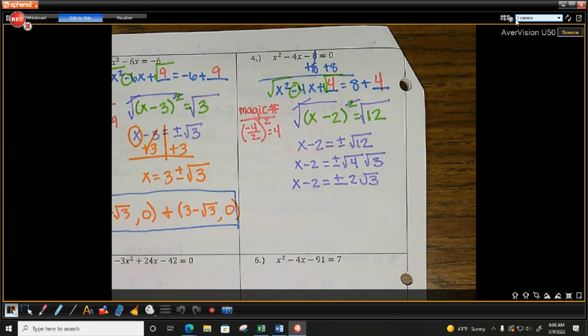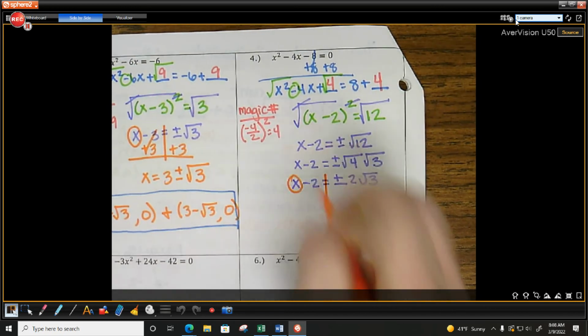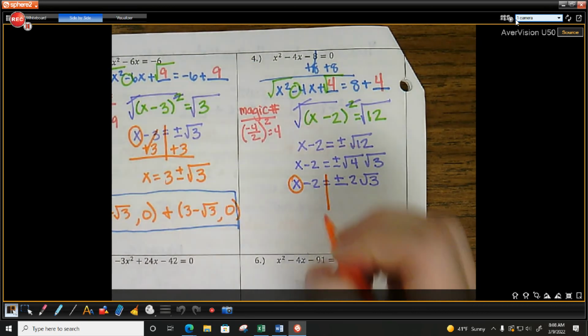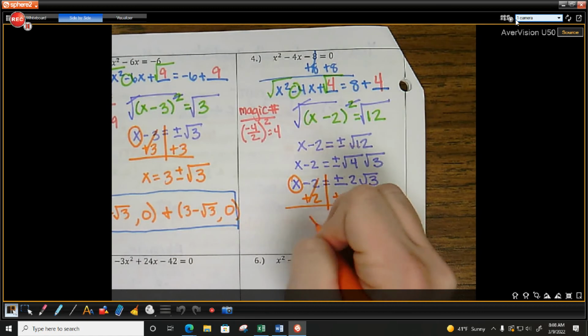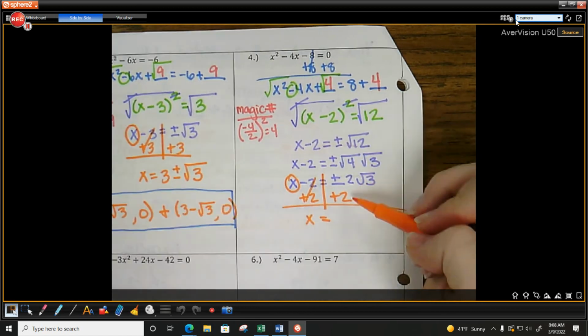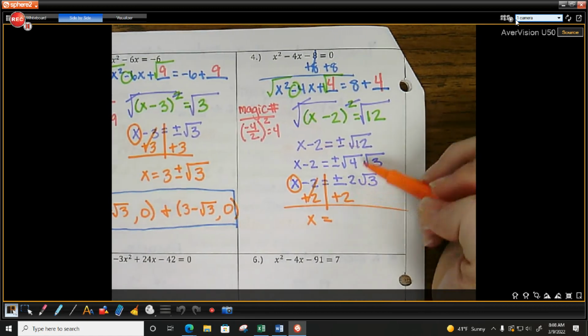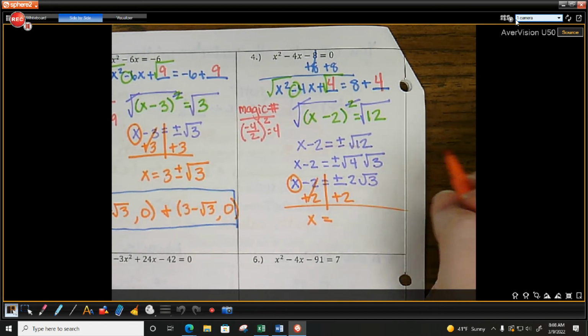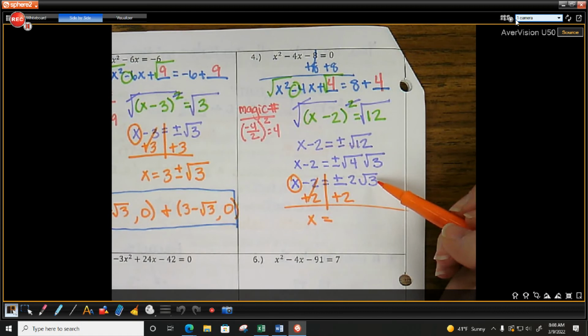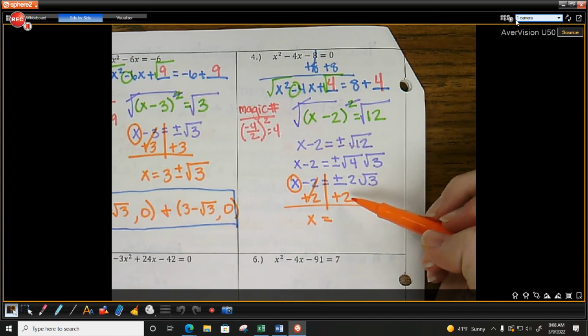What do I do to get x by itself? So I get x equals. When I add 2, can I do 2 plus 2? Are these like terms? No. This 2 has a root 3 attached to it. Does this 2 have anything attached to it? No, so you can't combine them. So this just becomes 2 plus minus 2 root 3.